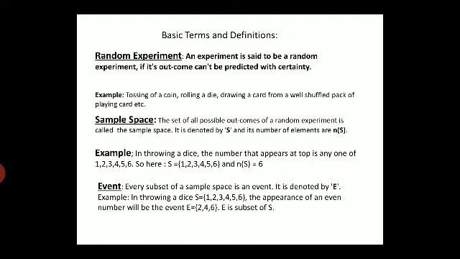Then we will define event. Every subset of a sample space is an event. It is denoted by E. Example, in throwing a dice, the sample space is containing the elements 1, 2, 3, 4, 5, 6. The appearance of an even number will be the event E containing elements 2, 4, 6. It is a subset of S.